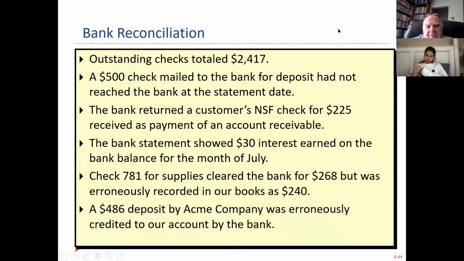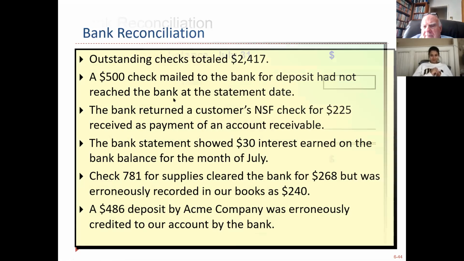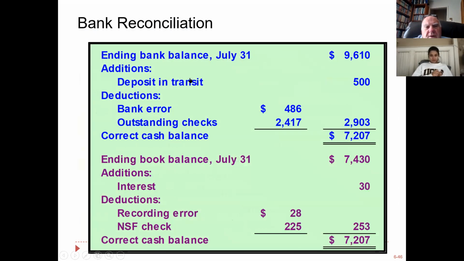So let's see what else we have. We have outstanding checks totaling 2417. They're giving us the number. We have a $500 check we mailed to the bank for deposit that they had not received. So we have a deposit in transit, okay? And then here the bank actually made an error, which burns me up. I don't know why they put that on there. But let's take a look at it. Bank balance plus deposits in transit minus outstanding checks gets you there.